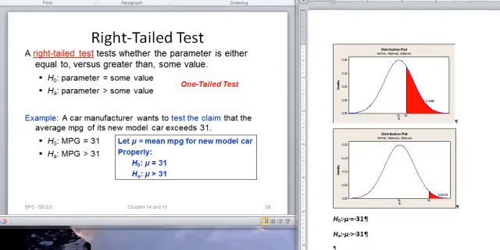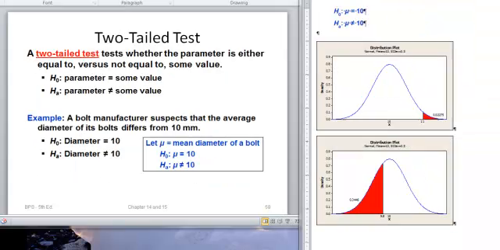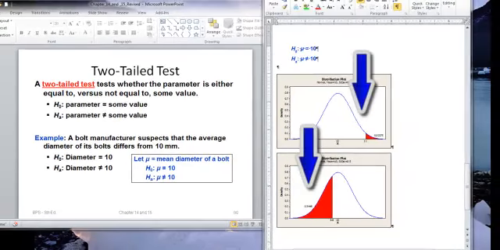Now last time we talked about the right-tailed test and why it was called the right-tailed test, the left-tailed test and why it was called the left-tailed test. And now for the two-tailed distribution. What happens here is your sample could either be in the right tail or the left tail.